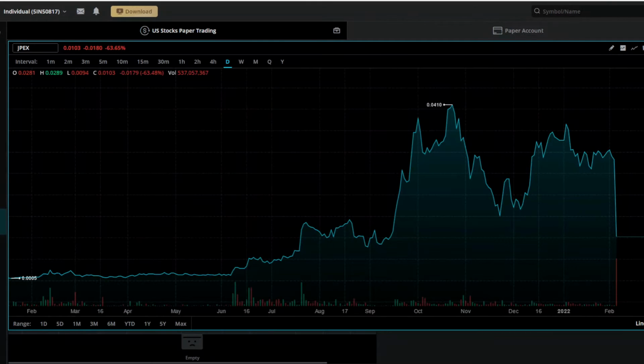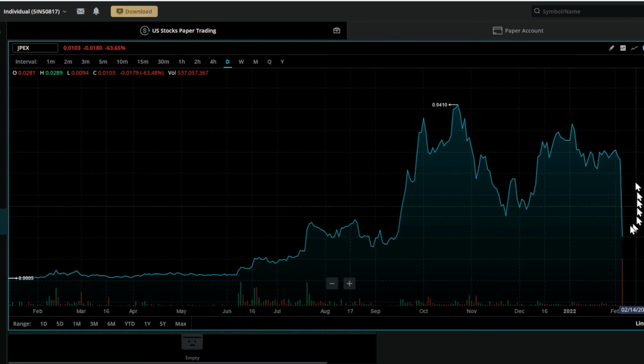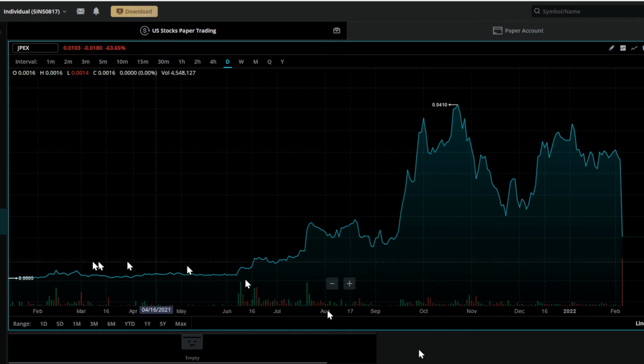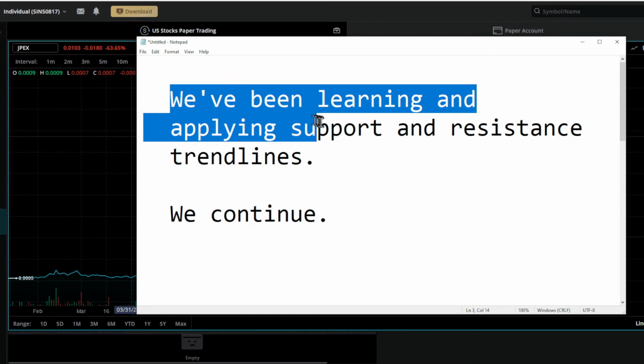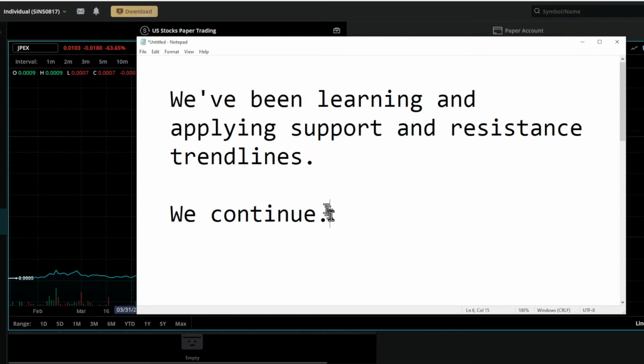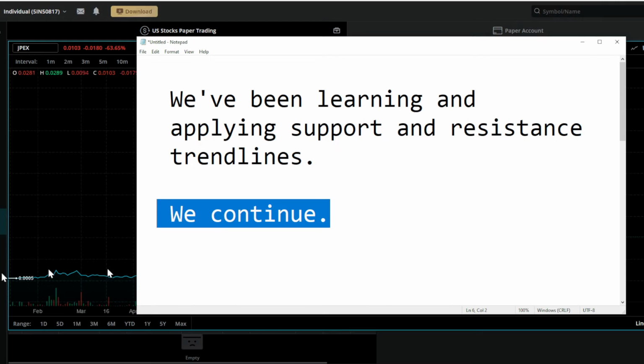You will notice before I get started, there's this thing over here, which we'll call a fiasco. All right, but we'll hopefully get to that, but not right this second. We've been learning about and we started applying support and resistance lines, and we continue.